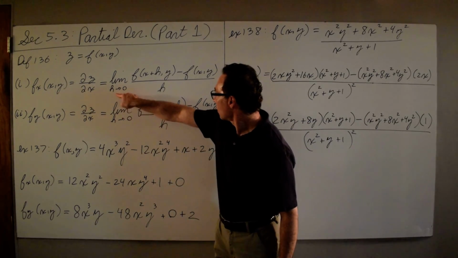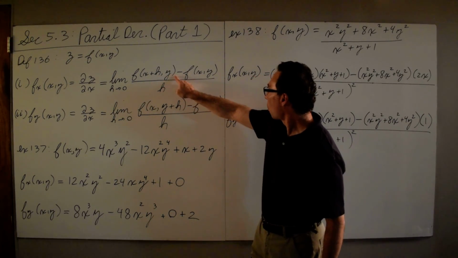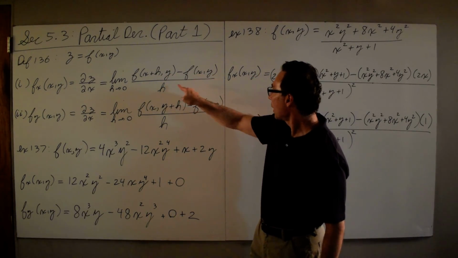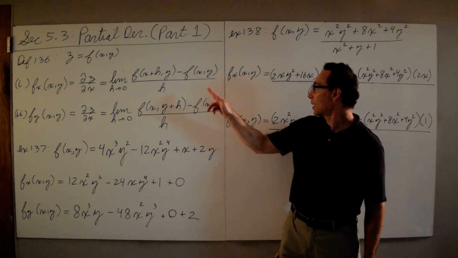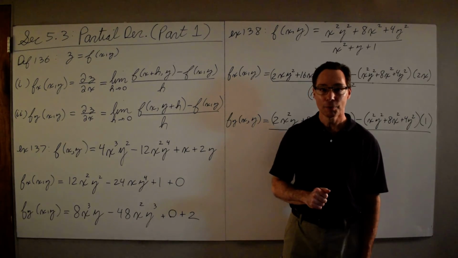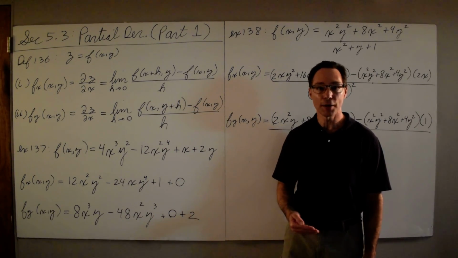And so this is the limit as h goes to 0 of f of x plus h, comma, y minus f of x, y divided by h. And of course, provided the limit exists. I put that in the notes, but I didn't write that here. But of course, every time you define something in terms of a limit, you have to say provided the limit exists.